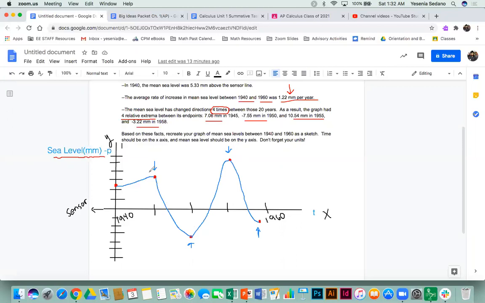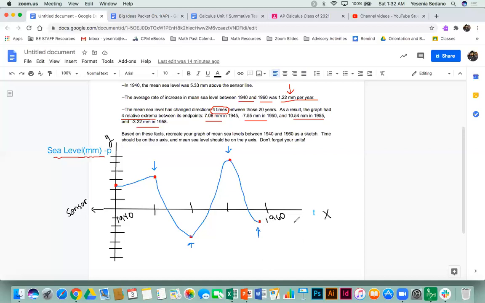And again, you could take a look at the big ideas packet for why that makes sense and why the sea levels are changing their directions from up to down. Again, take a look at the slopes. So that verifies so far what's in this video.